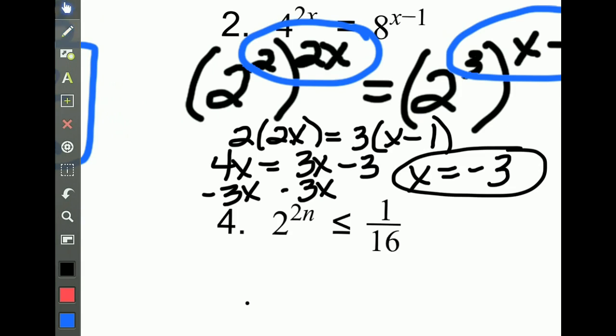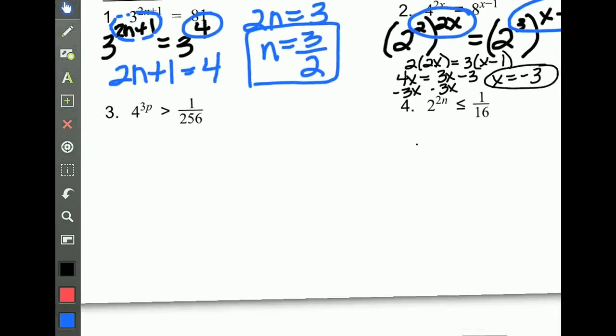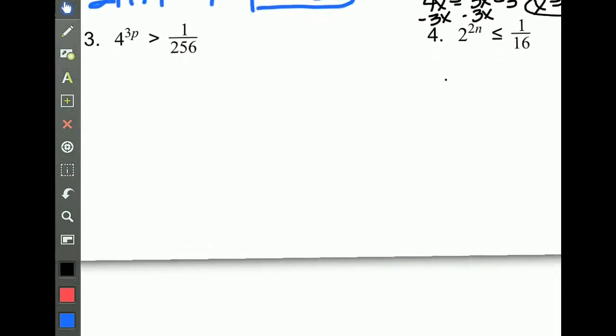Okay. Go ahead and do number 3 and 4 on your own, and then come back, hit pause, and then come back and check your work.